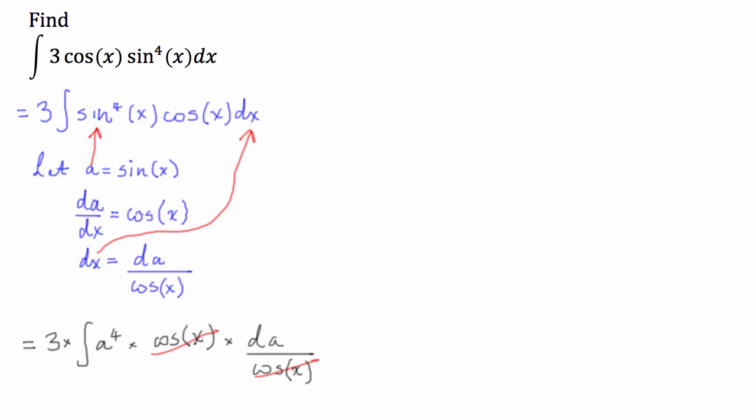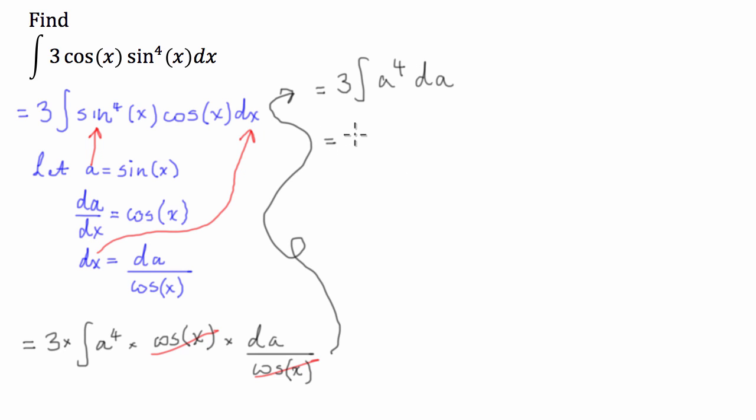We are left with the actual integral that we'll be taking: 3 times the integral of a to the 4 dA. So if we take this integral, we are left with 3 times, let's put this in a square bracket, the integral of a to the 4. We add 1 to the power to get a to the 5, then divide by the new power, so we have a to the 5 over 5, plus a constant, c.